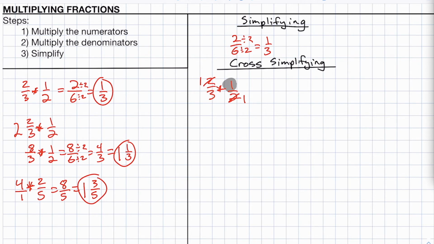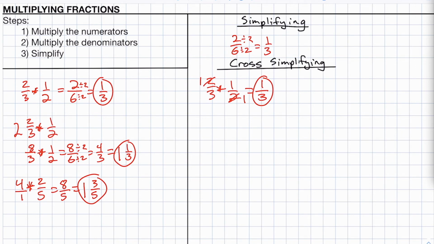Then I would uncover these ones and look at these diagonals and think, do 3 and 1 have any common factors? Which they do not. So then I would just multiply across. 1 times 1 is 1. 3 times 1 is 3, and I get 1/3. So again, it's the same answer over here as I got over here on the left and the right.